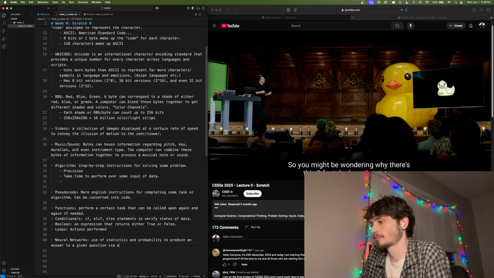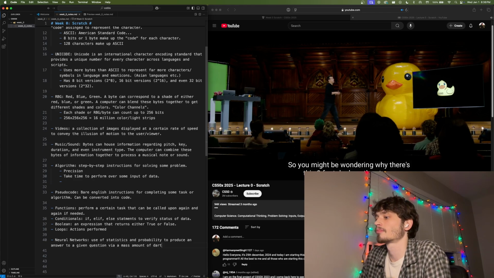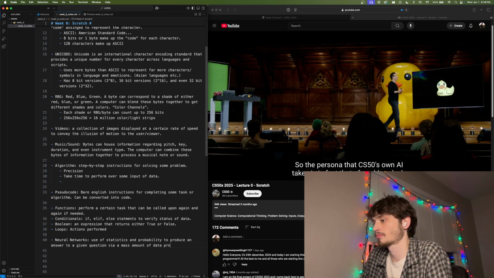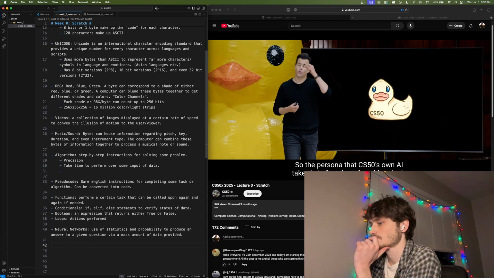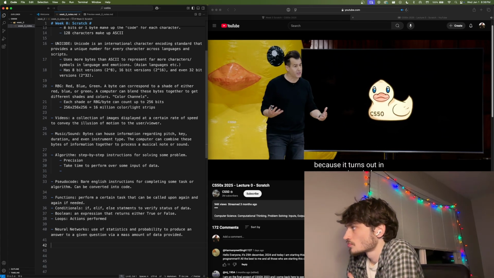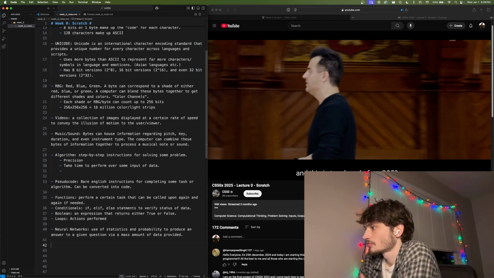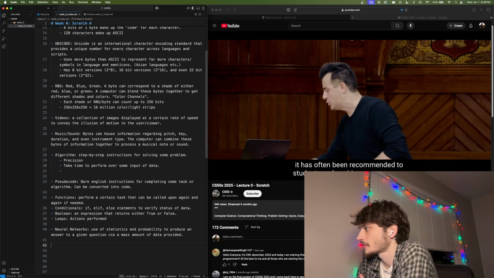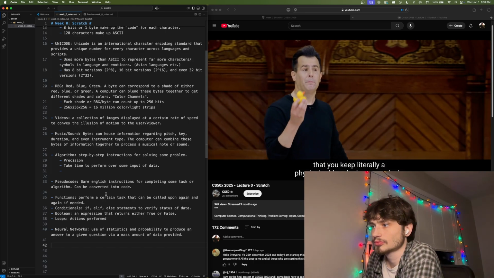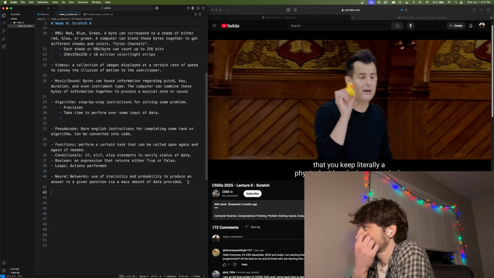So you might be wondering why there's this like 8-foot duck on the stage. So the persona that CS50's own AI takes is in fact that of a rubber duck, because it turns out in programming circles, and this is true long before CS50, it has often been recommended to students and aspiring programmers that you keep like literally a physical rubber duck on your desk.